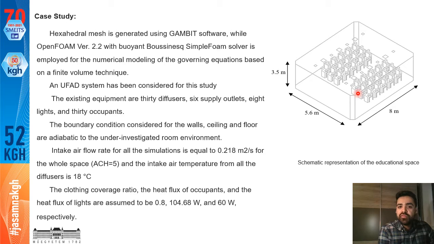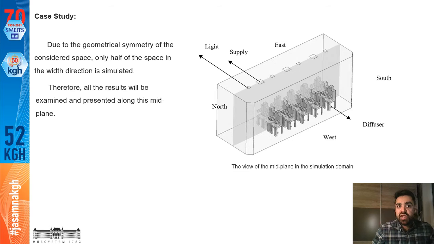Intake air flow rate for all the simulations is equal to 0.218 meter square second. For the whole space, air change is equal to 5, and intake air temperature from all the diffusers is 18. Again, this is happening in all the rooms. And the clothing coverage ratio, the heat flux of occupants and the heat flux of lights are assumed to be 0.8, 104.68 watt and 60 watt respectively. So these are the boundary conditions in our cases.